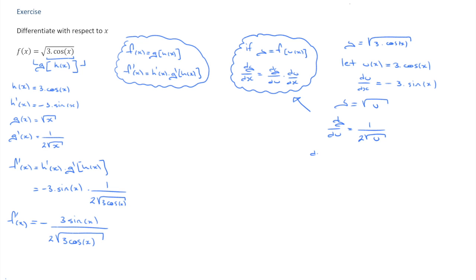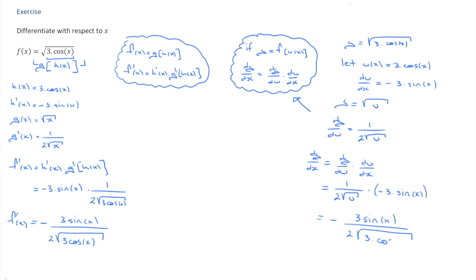And so we can write dy dx equals dy du times du dx. And we saw that dy du was 1 over 2 times the square root of u times du dx, which was negative 3 sine of x. This leads us to negative 3 sine of x over 2 times the square root of u, and u was 3 cosine of x. And there we have it. We see that we get the same result with this second formula. And so that's how we use the chain rule. I hope that helps.